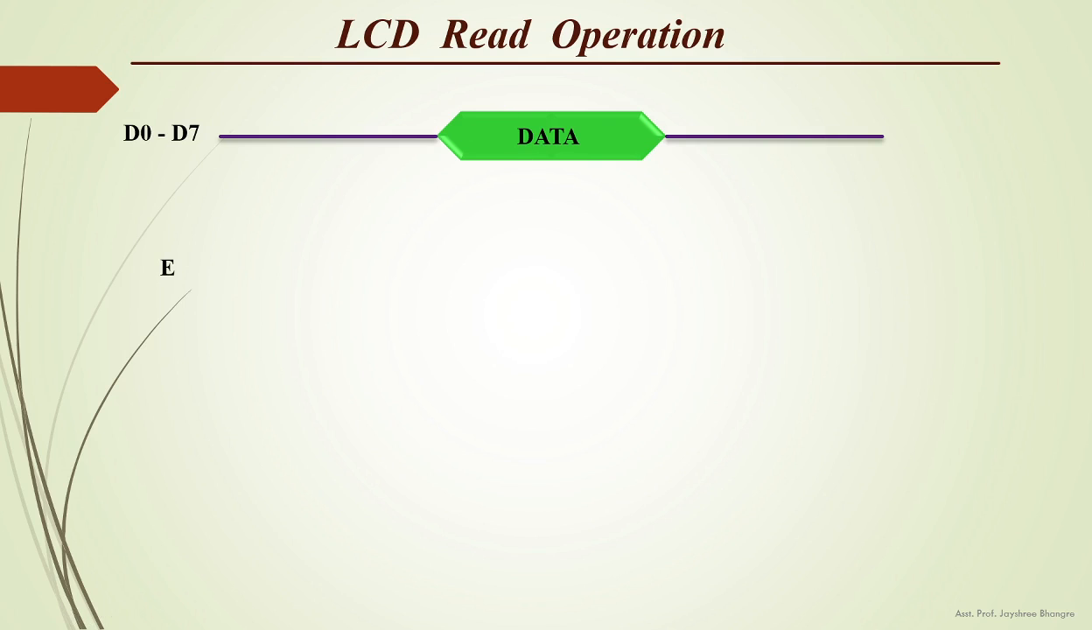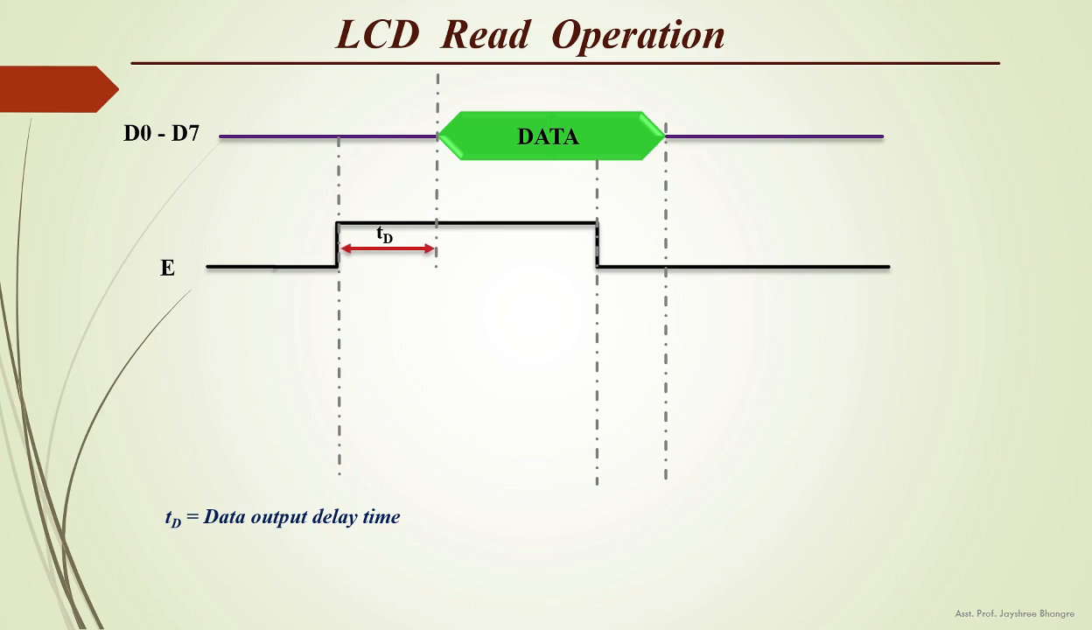Then to read that data, we have to enable the LCD, and to enable the LCD we have to send a high to low pulse before the data is available on the data line. So here we have applied this enable signal to the LCD before the data is available on the data lines. The timing TD is the time between when we apply the enable signal and when the actual data is available on the D7 line. This is called the data output delay time.